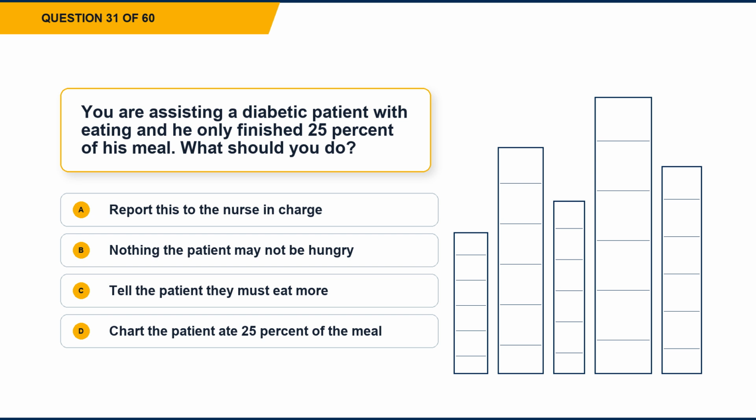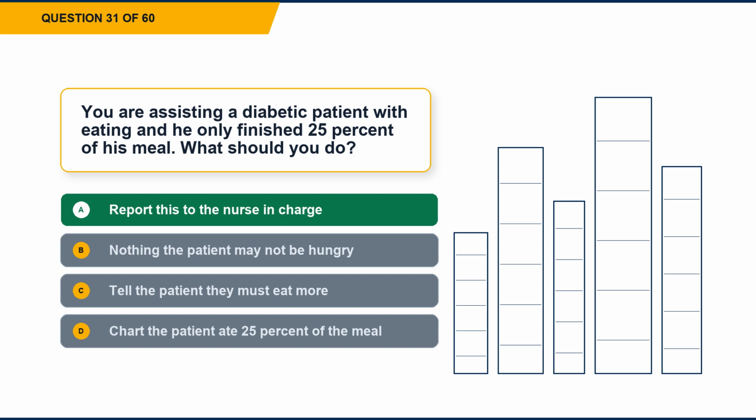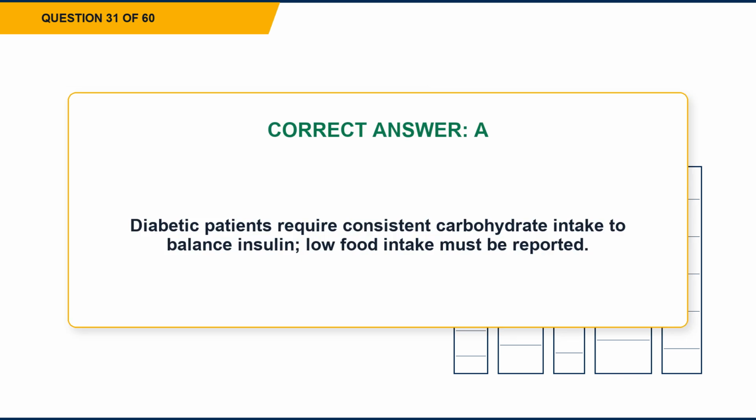Option D, chart the patient ate 25% of the meal. The correct answer is option A, report this to the nurse in charge. Explanation. Diabetic patients require consistent carbohydrate intake to balance insulin. Low food intake must be reported.